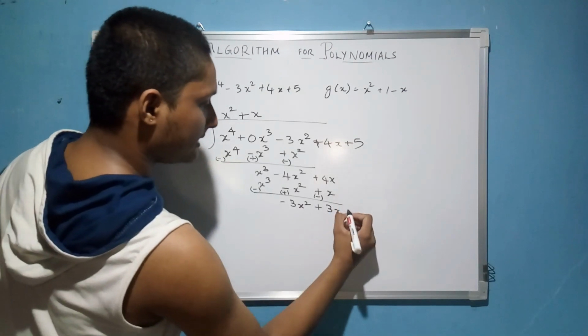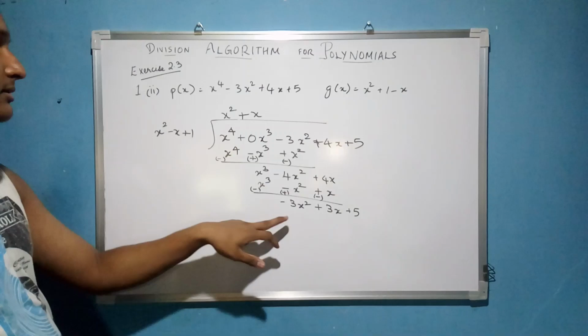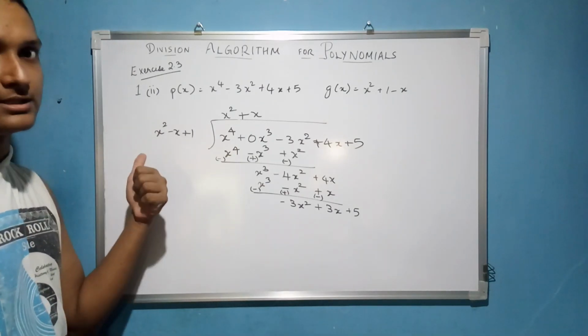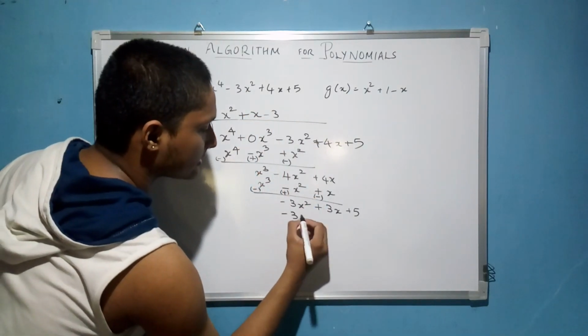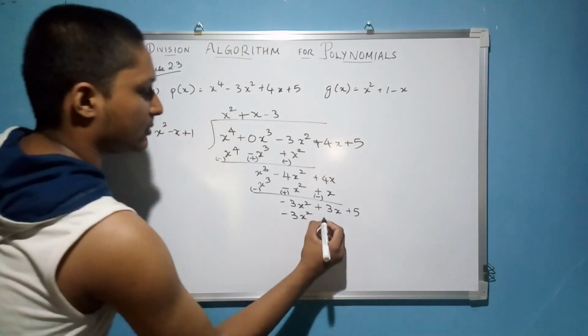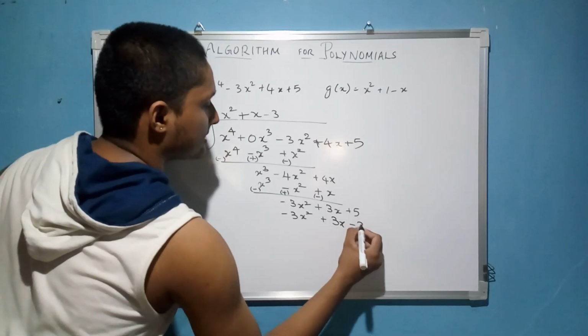You have 5, right? I'll bring it down. Okay. Now I need to divide it. Minus 3x square divided by x square. That is the first term of this divided by the first term of this. That comes to be minus 3, and you have minus 3x square here. Then you have minus x into minus 3, that comes to be plus 3x. Then you have 1 into minus 3, that comes to be minus 3.